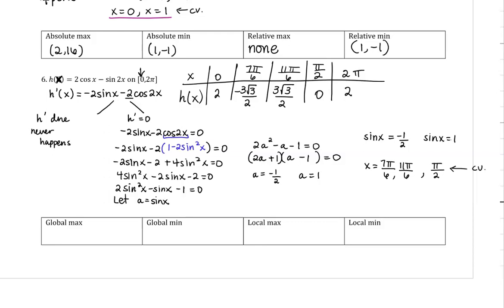And so the maximum value that we got out is the 3 root 3 over 2, because that's a little bit bigger than 2. That's about 2.59. So our absolute max, or our global max, is happening at 11 pi over 6, 3 root 3 over 2. Our global minimum is going to be at the negative 3 root 3 over 2, where the x-coordinate was 7 pi over 6. And then I am going to pull up a graph just to confirm these values.